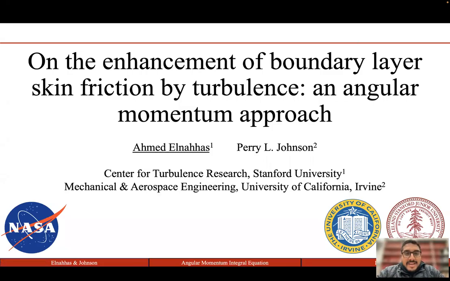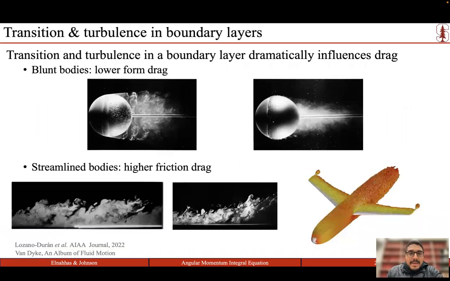Hello, my name is Ahmed Al-Nahas, and I'm a PhD candidate at the Center for Turbulence Research at Stanford University. And this is the work that I've done in collaboration with Professor Perry Johnson from the Mechanical and Aerospace Engineering Department at Irvine on the enhancement of boundary layer skin friction by turbulence using an angular momentum approach.